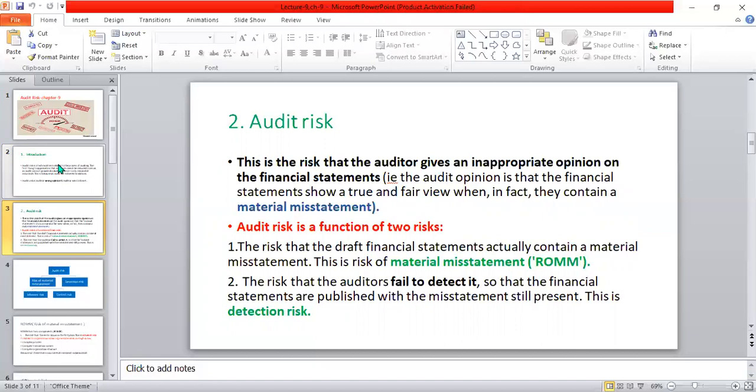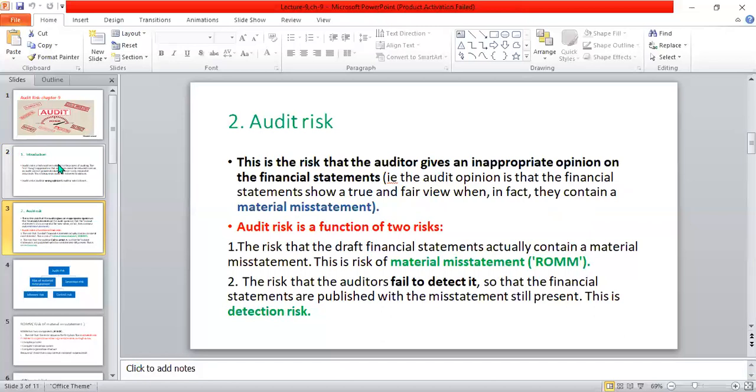Audit risk is a function of two risks, categorized into two areas. The first one is the risk that the draft financial statements actually contain a material misstatement. This is the risk of material misstatement, named as the ROMM. The first one means that due to the material misstatement there is a risk. The second one is the risk that the auditor fails to detect it, so the financial statements are published with the misstatement still present. This is the detection risk.